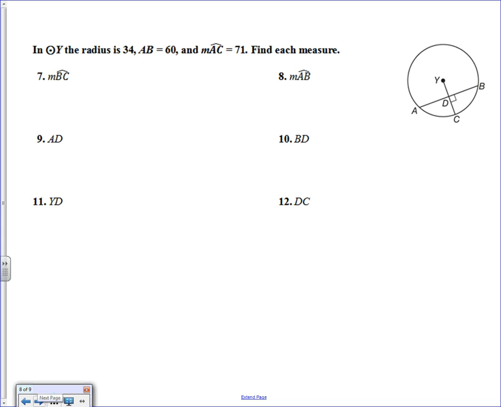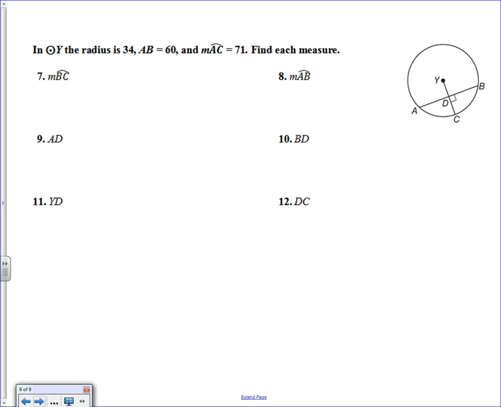In circle Y, the radius is 34, AB is 60, and the measure of arc AC is 71. Find each measure. So for the first time, I am thinking about this. What you might do is pause the video until you get at least the circle drawn and the information written. You might have time because I'm talking about it right now. But in general, I probably don't leave enough time for that, which is good just then to pause the video and wait. So with the diagram, I think the diagram is important.